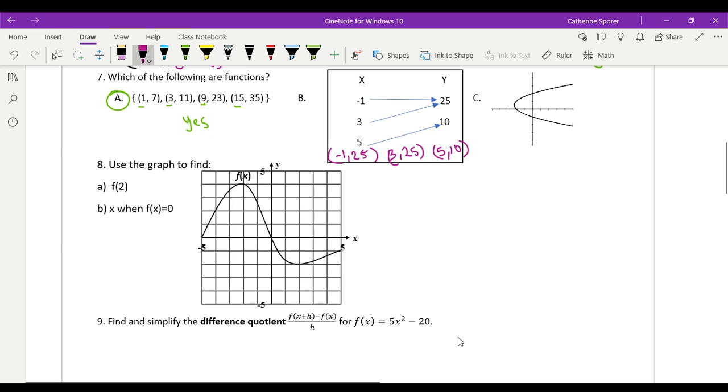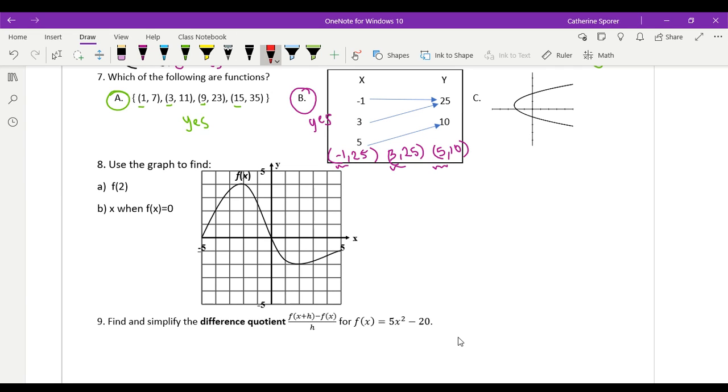So again, if we look at the x values, we have -1, 3, and 5. And none of those x values is repeated and has separate y values. So this is a function. So it's okay that that 25 y is repeated. It's just we can't have a repeated x value with different outputs. Okay, so B is a function.